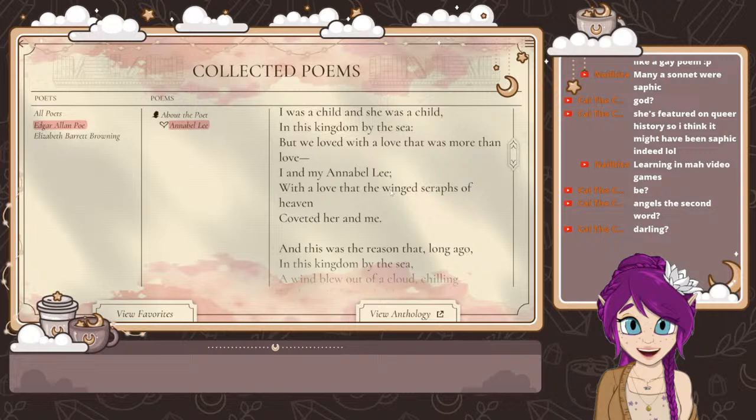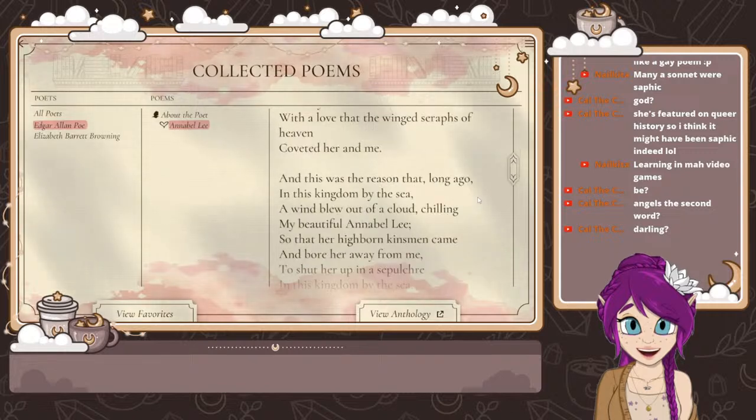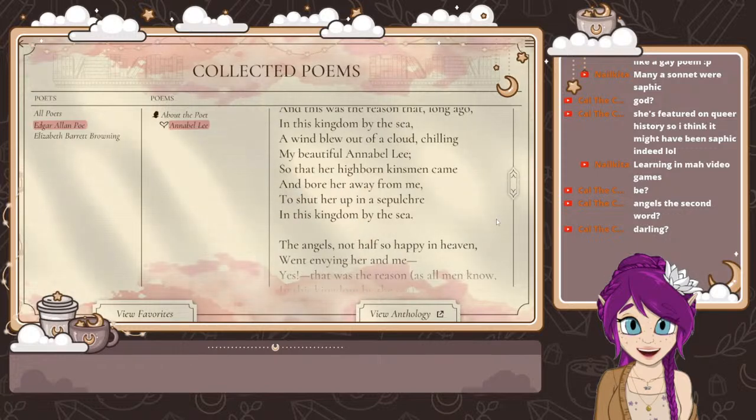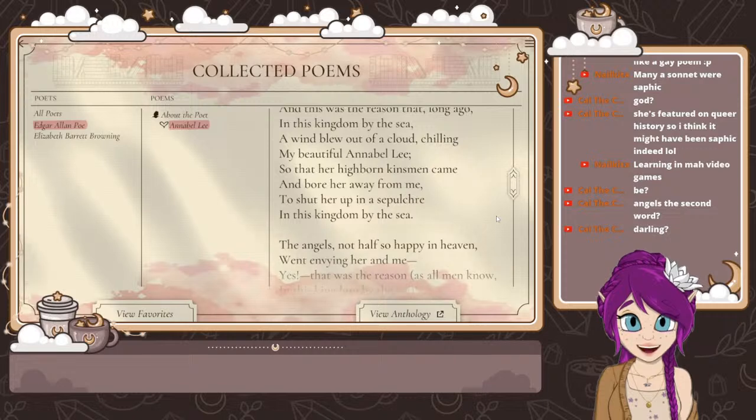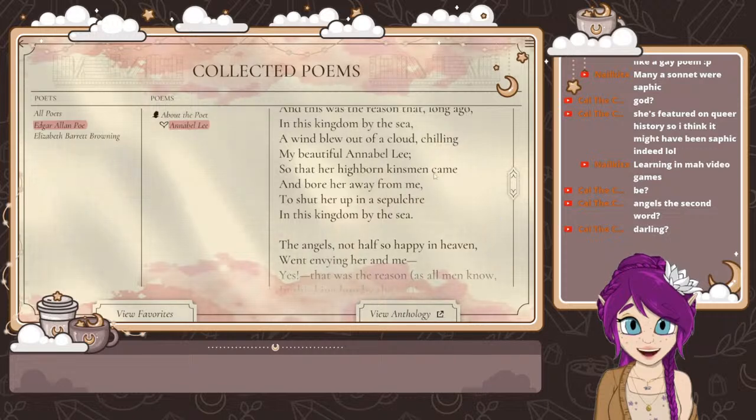With a love that winged spheres of heaven coveted her and me. That's the angels. And this was the reason that long ago in this kingdom by the sea, a wind blew out of the cloud, chilling my beautiful Annabel Lee, so that her highborn kinsman came and bore her away from me, to shut her up in a sepulchre in the kingdom by the sea.